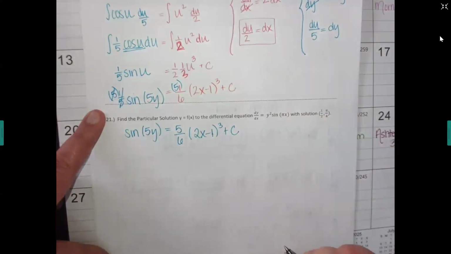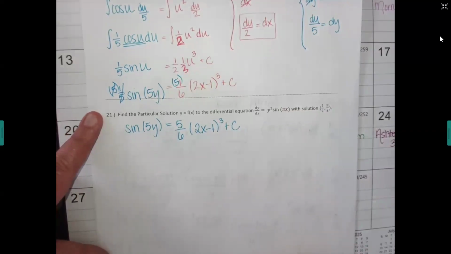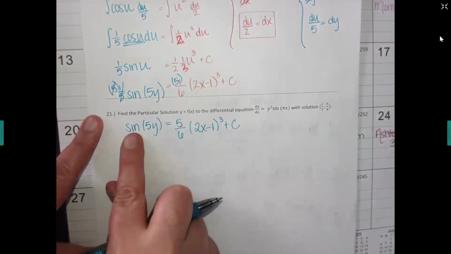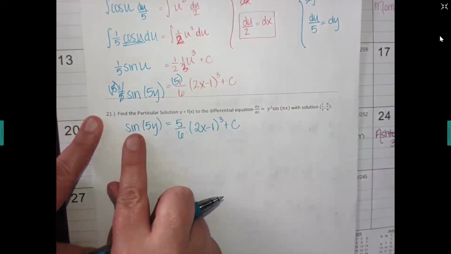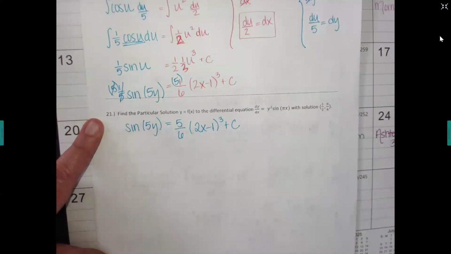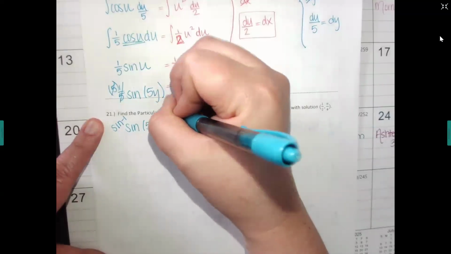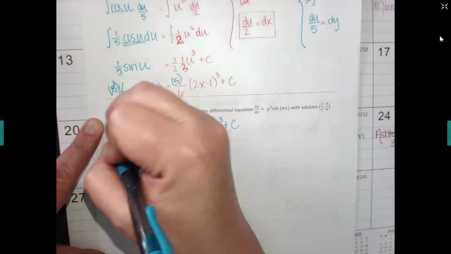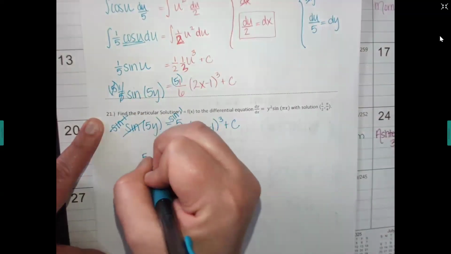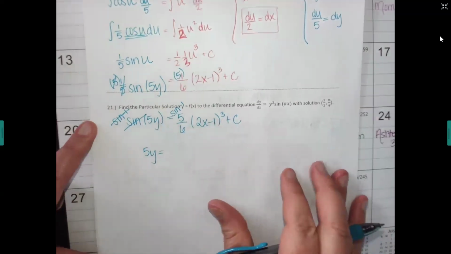What would my next step be to get rid of the sine in the front? Do you remember from pre-calc? How do I cross out just the sine if I'm trying to get 5y alone? Inverse sine. Remember the sine with the little -1? That cancels it out. So you'll put sine -1 here, sine -1 here. Okay, but remember that stands for inverse sine.